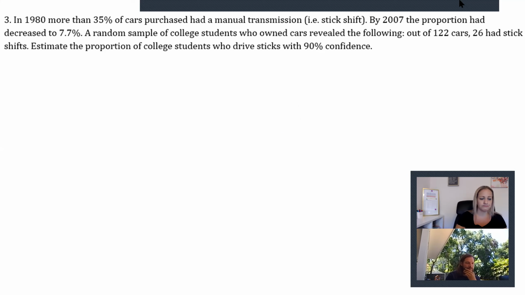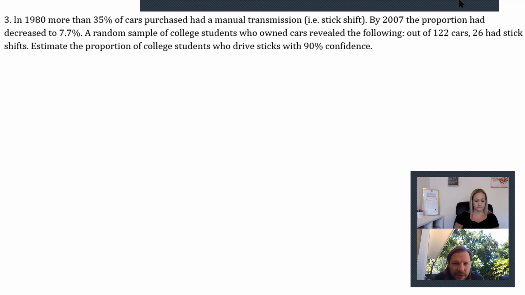Okay, great. For 3, it says, in 1980, more than 35% of cars purchased had a manual transmission, aka a stick shift. By 2007, the proportion had decreased to just 7.7%. A random sample of college students who own cars revealed the following. Out of 122 cars, 26 had stick shifts. Estimate the proportion of college students who drive stick shifts with 90% confidence.